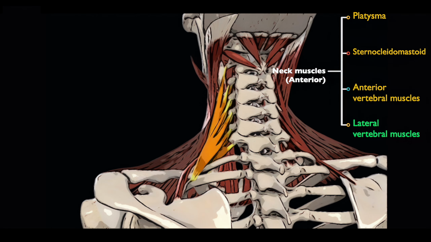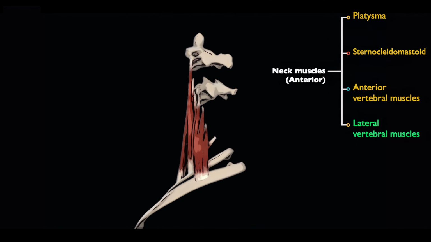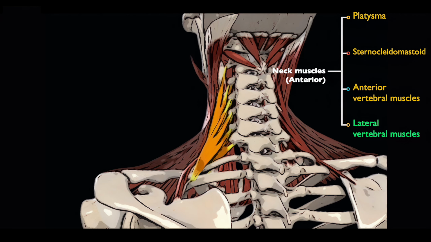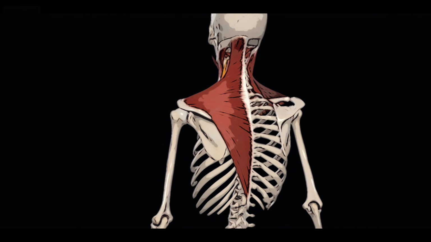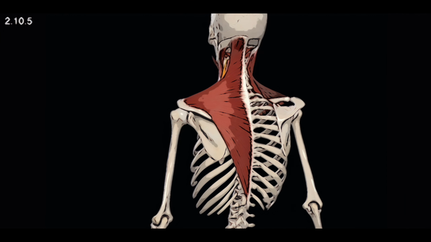The lateral vertebral muscles, or the scalene muscles, attach from the cervical vertebrae to the first and second ribs. They act as weak movers of the neck and are also accessory muscles of respiration. The muscles of the posterior division include the trapezius, splenius capitis, semispinalis capitis, and levator scapulae, all of which I've discussed elsewhere. The posterior muscle groups maintain posture and act as neck stabilizers and extensors.